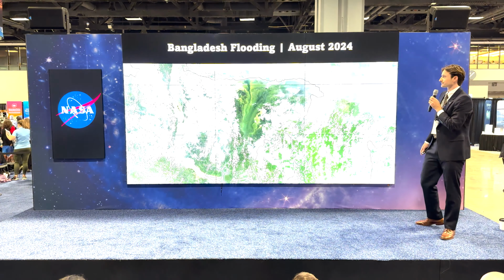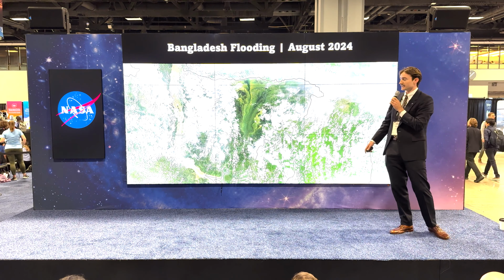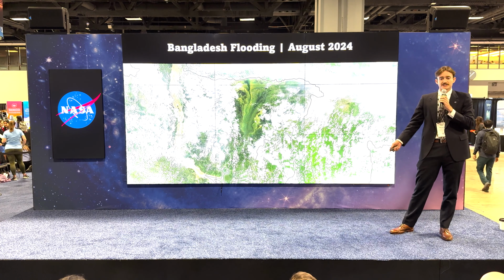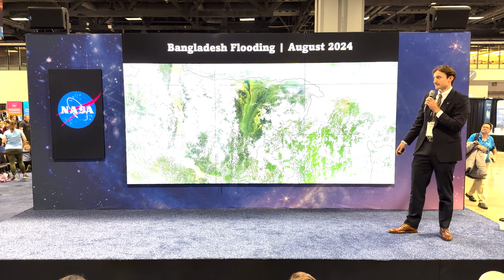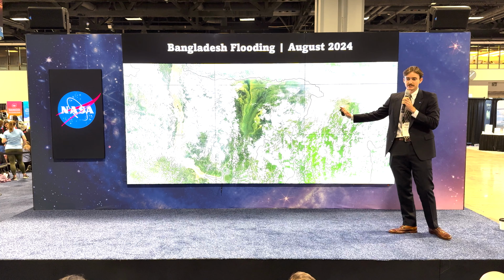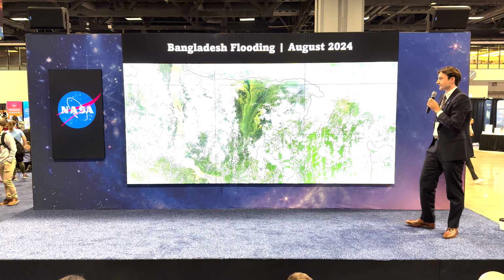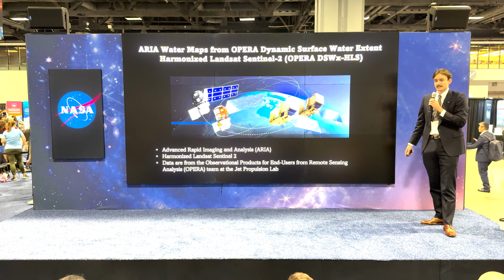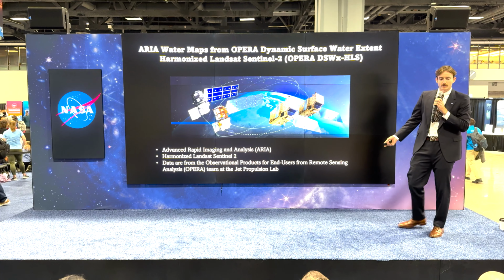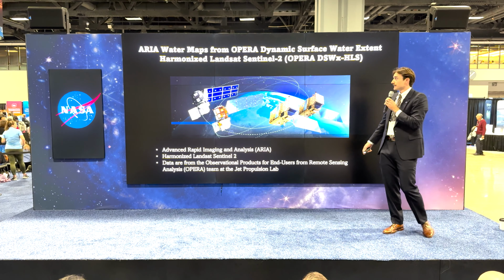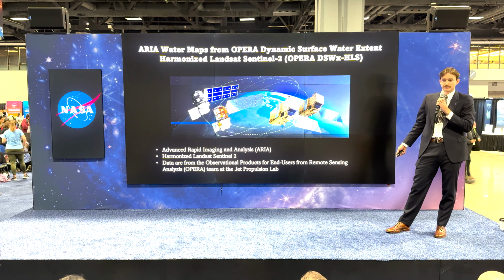So jumping right in, let's start with some flooding in Bangladesh. In August of 2024, Bangladesh experienced a pretty severe rainfall and flooding event, particularly in the more northeastern portion of the country, which is what we're looking at. So NASA, the DRCS, provided dynamic surface water extent maps derived from harmonized Landsat and Sentinel-2 data.